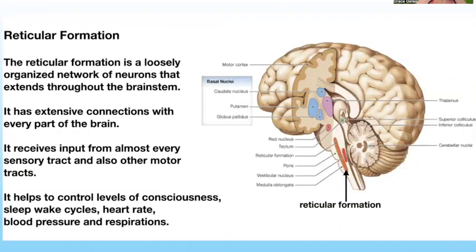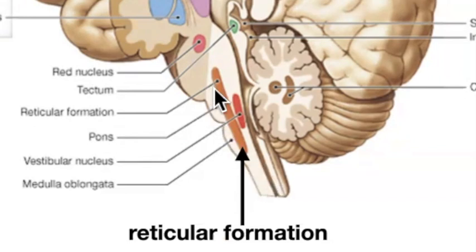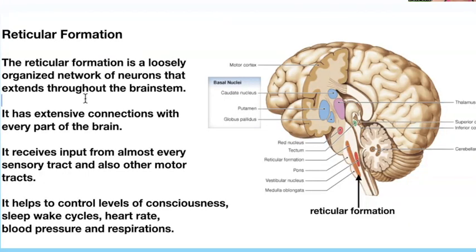Okay, the reticular formation, to set up the reticulospinal tract. The reticular formation is a loosely organized network of neurons that extends throughout the brainstem. If you look in the picture here, it's that long orange streak that the arrow is pointing at. The reticular formation has extensive connections with every part of the brain. It receives input from almost every sensory tract and also other motor tracts. It helps to control levels of consciousness, sleep-wake cycles, heart rate, blood pressure, and respirations. So a super important part of the brainstem.